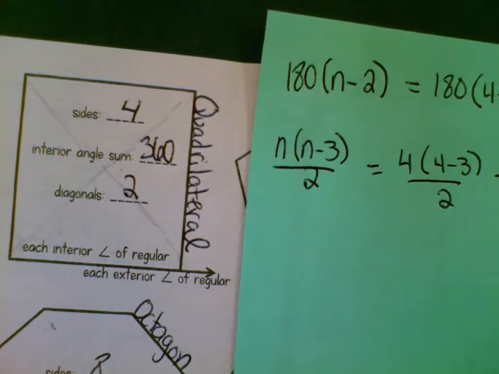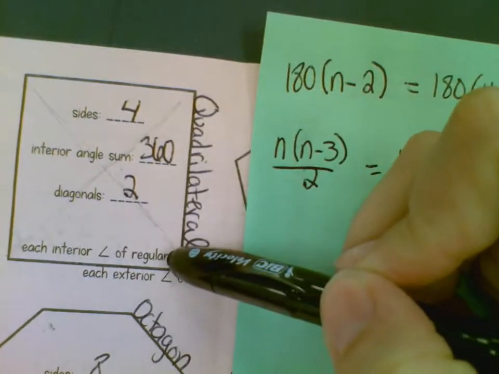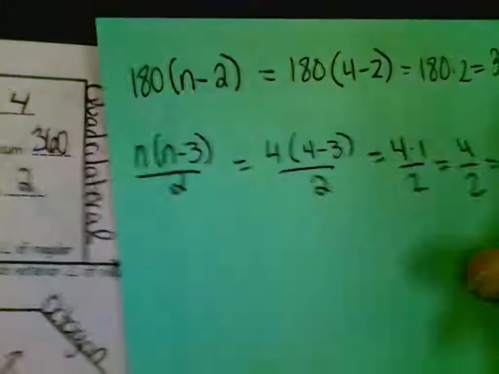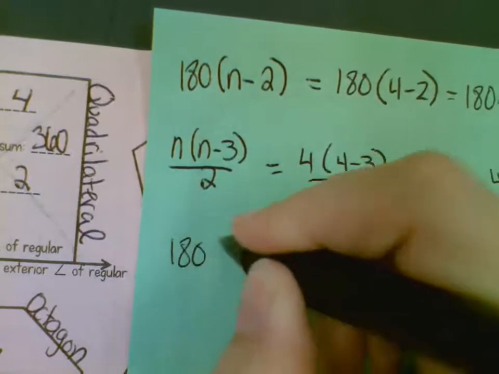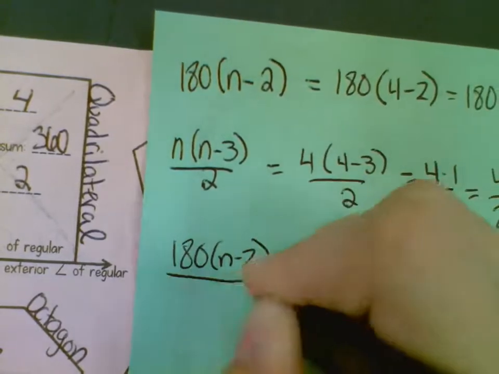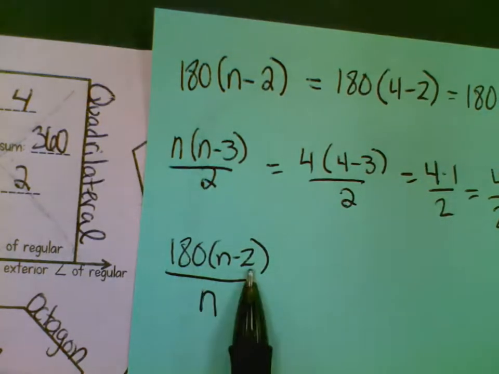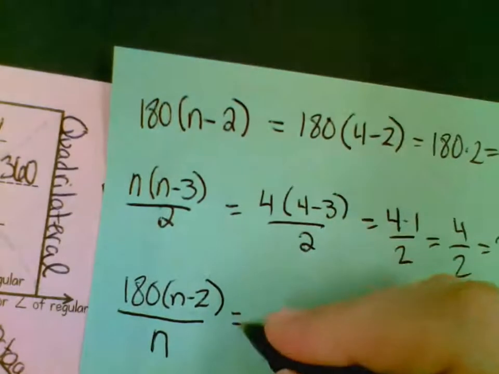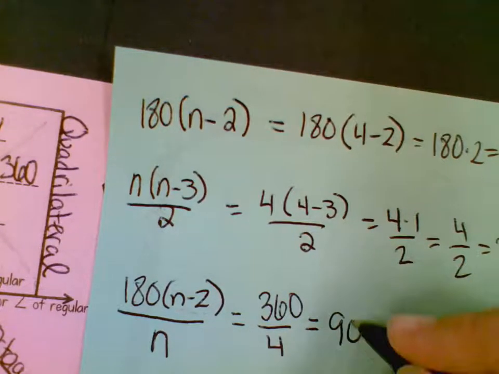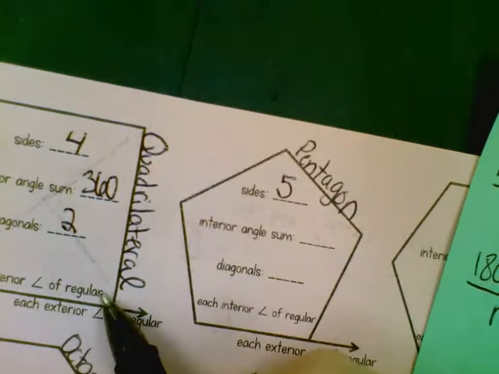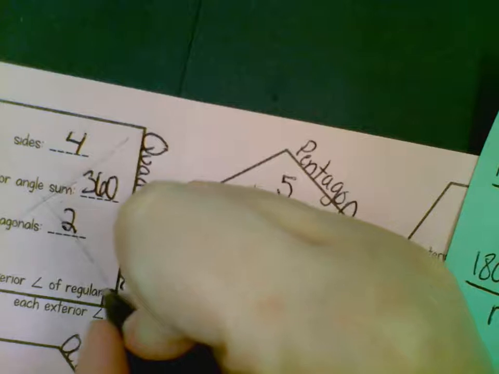Okay, so if our shape is regular and we want to find each angle in a regular polygon, we would do 180 times n minus 2 over n. Well, we already simplified that top formula that was up here, so I'm just going to plug that value in. So 360 over 4 equals 90. So that means that the measure of each interior angle of a regular quadrilateral is 90.